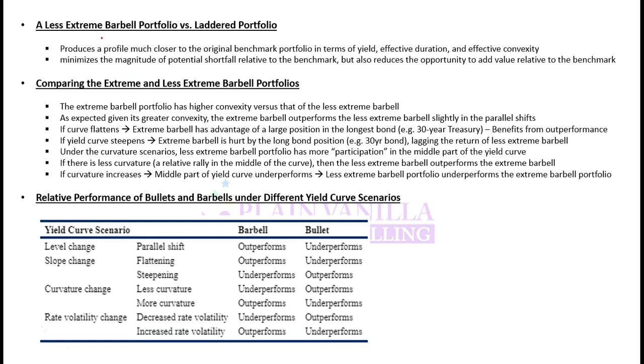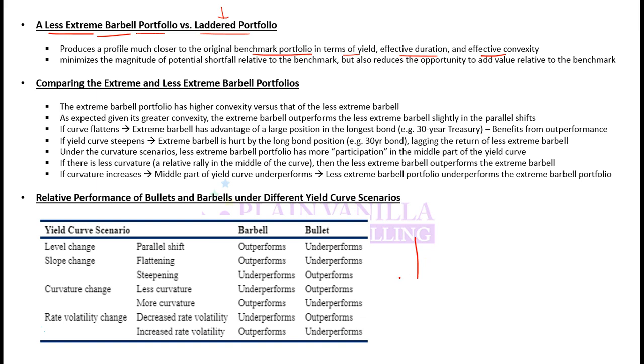Moving on, a less extreme barbell portfolio versus laddered portfolio. It produces a profile much closer to the original benchmark portfolio in terms of yield, effective duration, and effective convexity. So it would have convexity, but the magnitude of convexity will be lower. Why? Because it is less extreme. That is, you still have a barbell portfolio, but it is less extreme, so its convexity is lower. And if you keep that approach, it will somewhat be similar to a laddered portfolio.